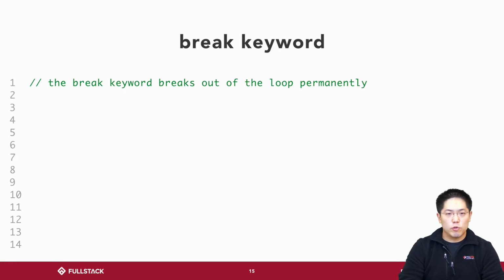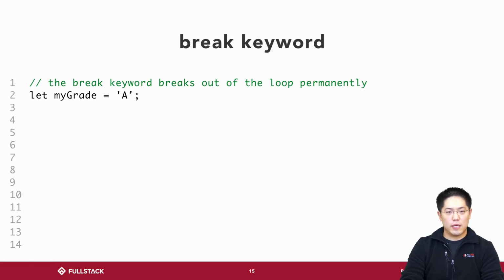So here we'll look at the break keyword. This is the other way to control the flow of a loop structure. The break keyword breaks out of the loop permanently. So for example, instead of just continuing to the next iteration, we say, you know what, I'm done with this loop, get me out of here. The break keyword is what you need.